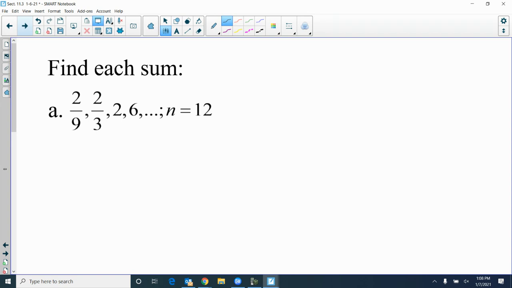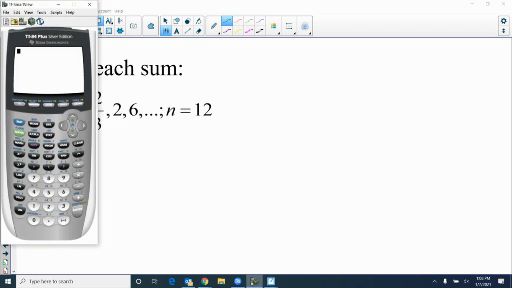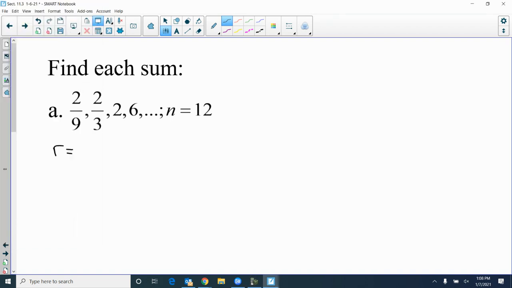First of all, what is the R value? What am I multiplying by to get each term? If it's not obvious going left to right, then you work backwards and you divide. What's 6 divided by 2? 6 divided by 2 is 3. What's 2 divided by 2/3? It's only going to be geometric if they're all the same. It's going to be 3. And then 2/3 divided by 2/9 is also going to be 3. So that means my R value is 3.